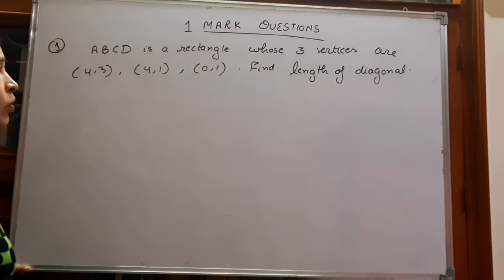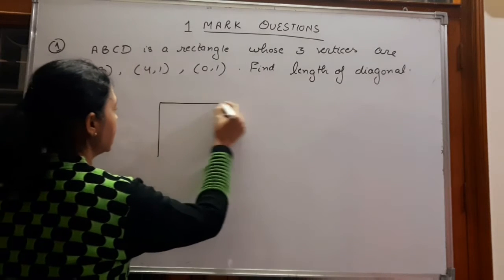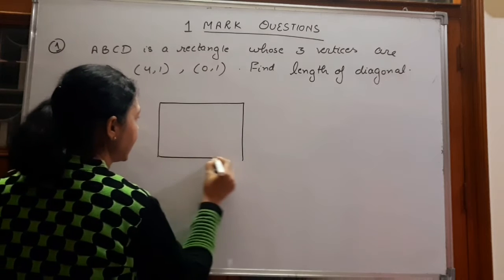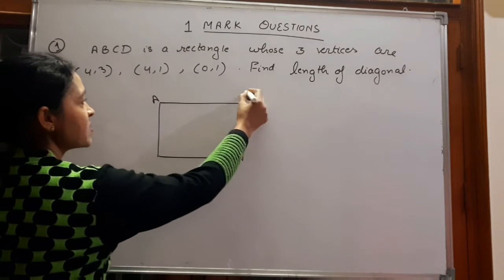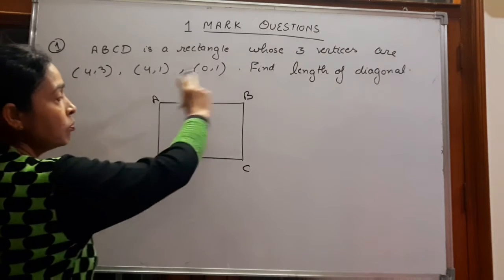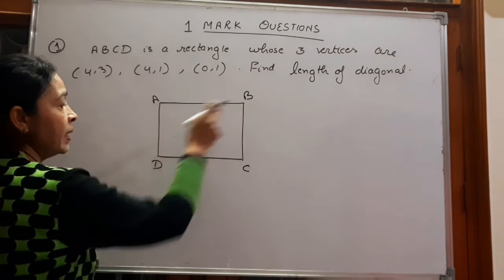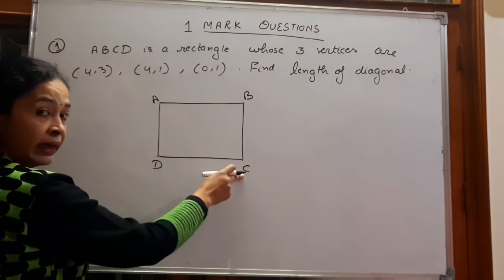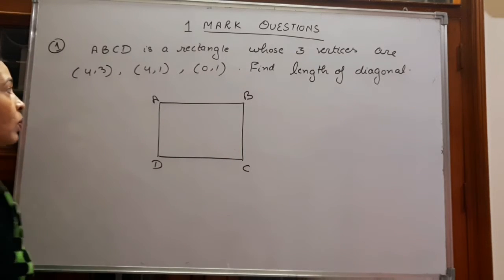ABCD is a rectangle. Three vertices are given. You have to find the length of the diagonal. We have a rectangle ABCD. Let this be A, this be B, this be C and this be D. You have to move either clockwise or anti-clockwise. If you take A, B, here you take C, here you take D, it will be wrong. Either clockwise or anti-clockwise.